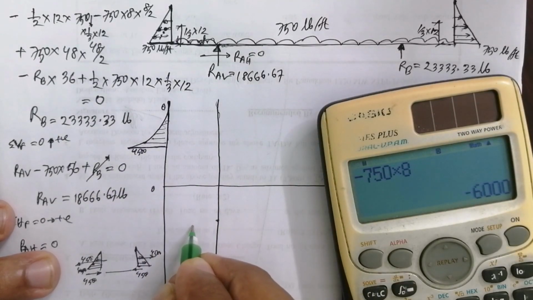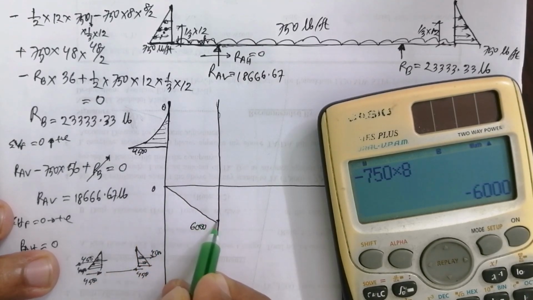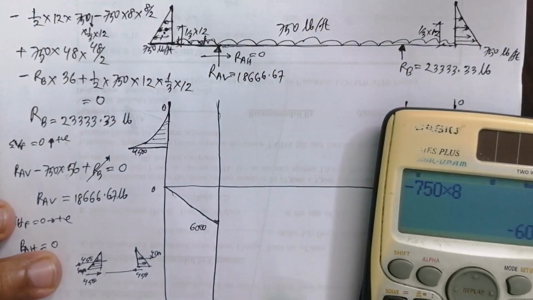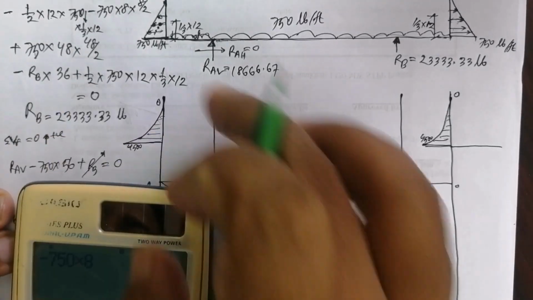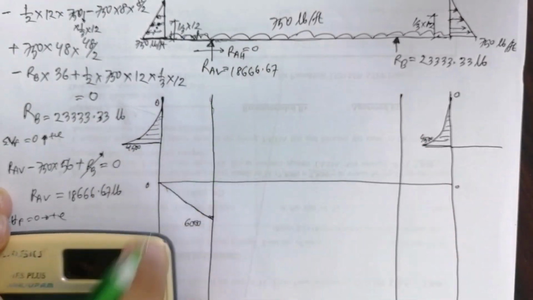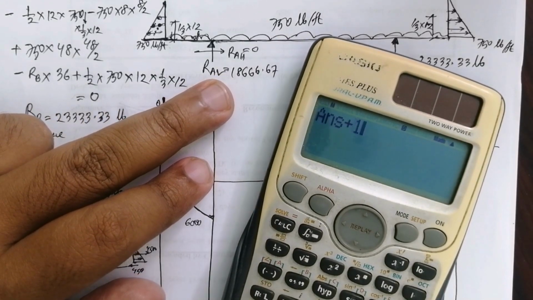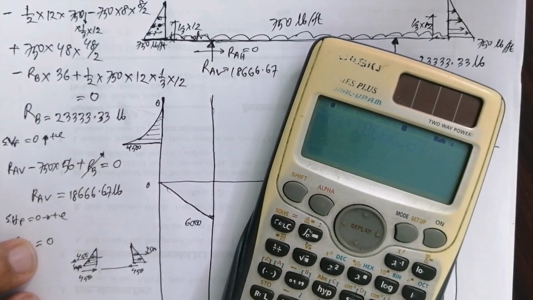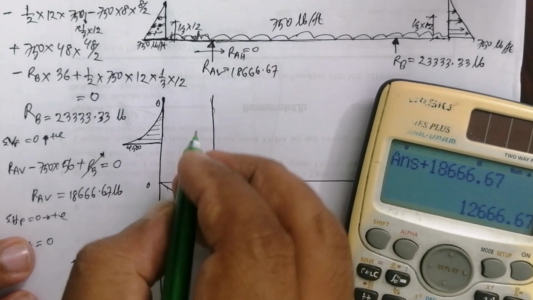So 6000. This is triangle shaped, inclined shape, because this is distributed load. Now minus 6000 again. Here at this point, there is a vertical force RAB, which is positive upward. So plus upward, 1866.67. So this is positive 12666.67.